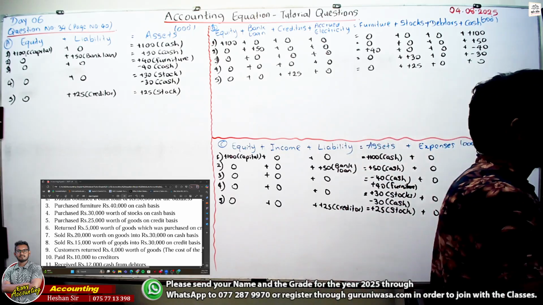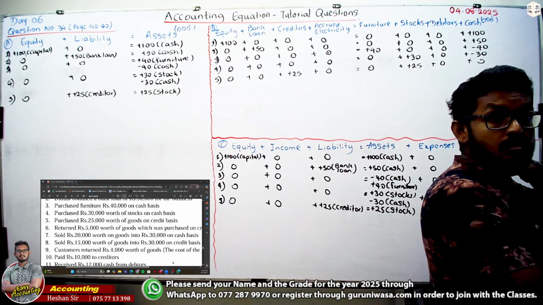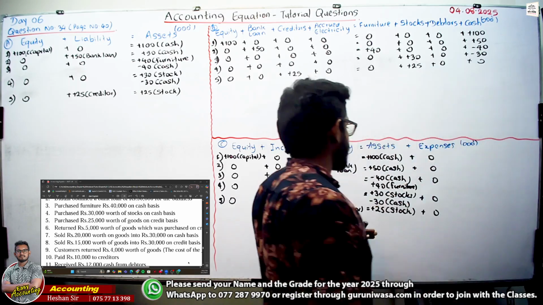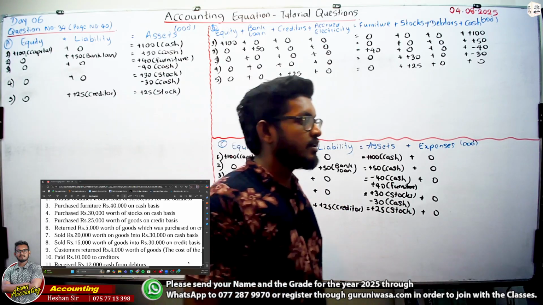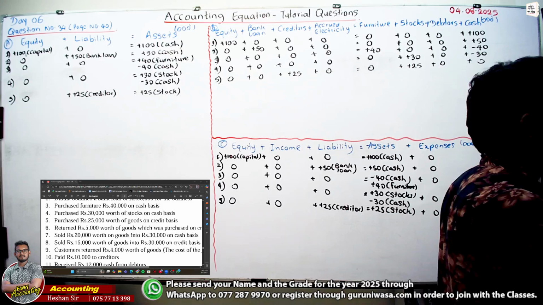Is it clear to you guys? The cost of sales items come in when we sell goods keeping a profit. Can you hear me, guys?